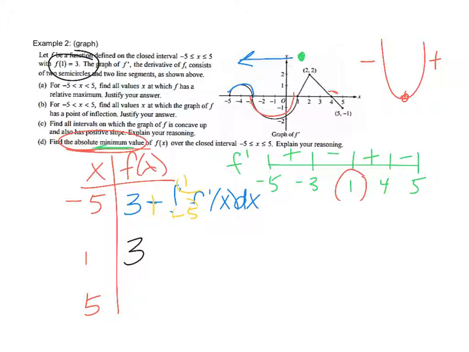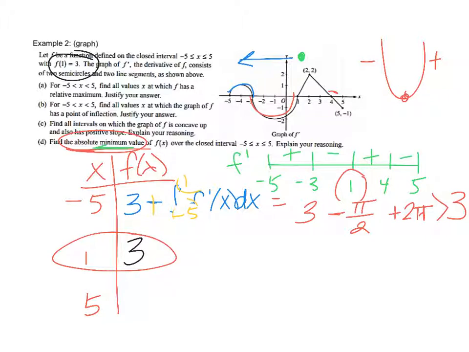So we would add them together, right? So this integral is going to be equal to 3 minus pi over 2 plus 2 pi. Now, the point of this is to see if this is greater than 3. Well, if I'm subtracting pi over 2, but then I'm adding 2 pi, this is definitely going to be bigger than 3, which means it's bigger than f of 1. So I'm going to say that f of 1 is still going to be my absolute minimum.